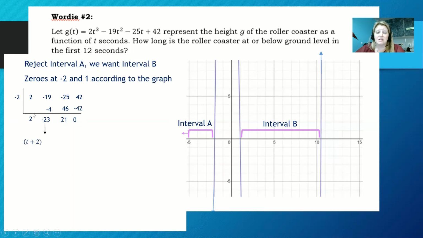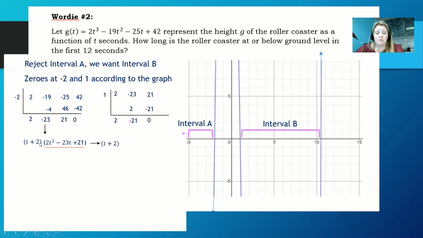So then I take my synthetic division and I convert it into factored form. So the -2 turns out to be t plus 2. And my quotient becomes 2t squared minus 23t plus 21. I want to continue factoring my quadratic, so I'm going to do another round of synthetic since I have another 0. So I can do 2, -23, and 21, and synthetically divide that by 1. Again, should get a remainder of 0.